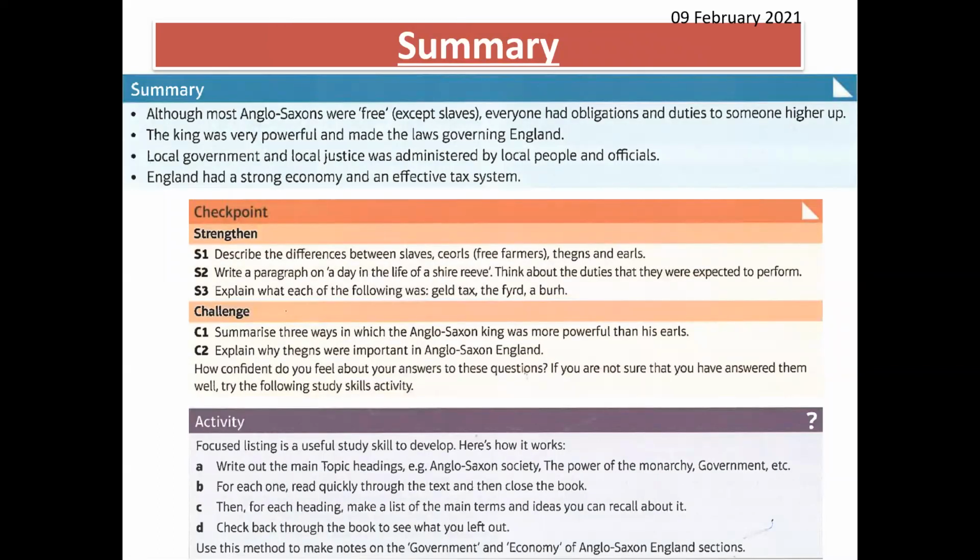In summary then, although most Anglo-Saxons were free, although they did have slaves, slavery was very common in Anglo-Saxon time, everyone had obligations and duties to somebody higher up than them. The king was very powerful. Local government and local justice was administered by local people and officials. England had a strong economy and effective tax system. Now it's this summary here which is an obvious reason why anybody would want to invade England or even come live here. Why the Romans came, and for that matter, why William came.